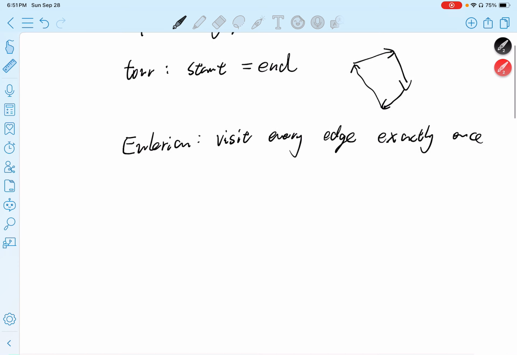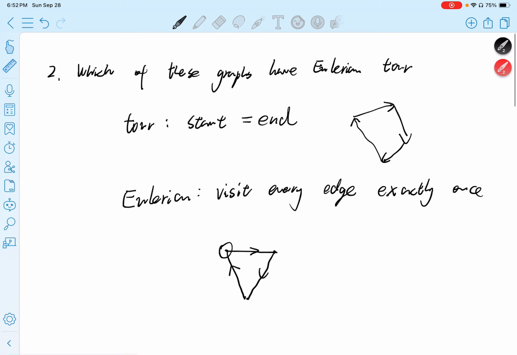For example, if we have, let's say, 3 dots and they form a triangle, then the Euclidean tour will look like this. In this case, you start equal to the end, which is this vertex, and also you visit every edge exactly once. Okay, after we figure out the concepts, let's now go through each problem.